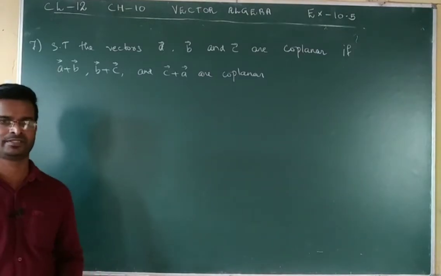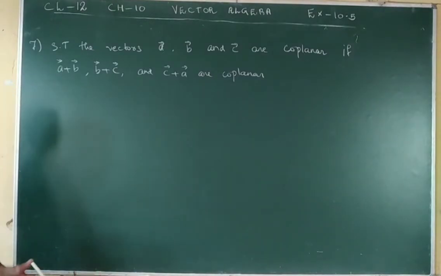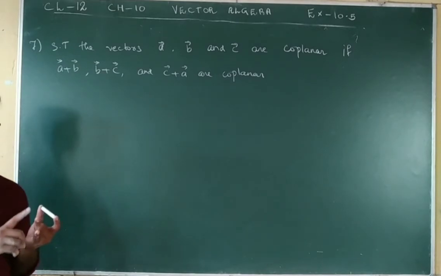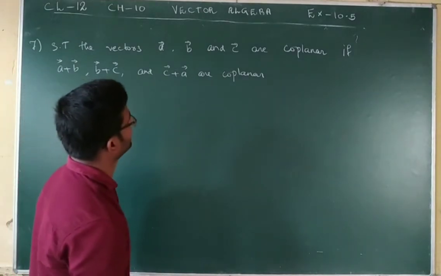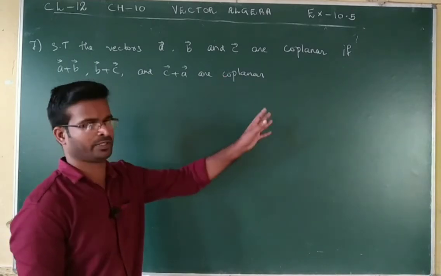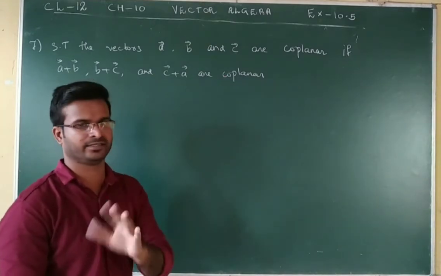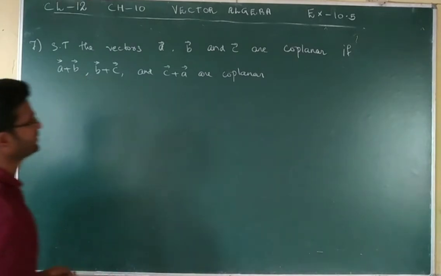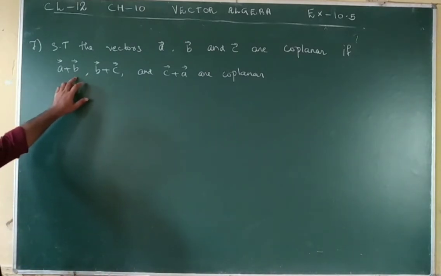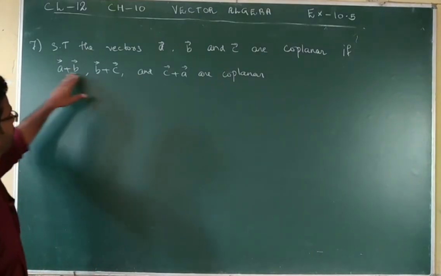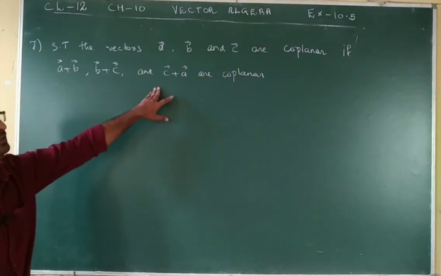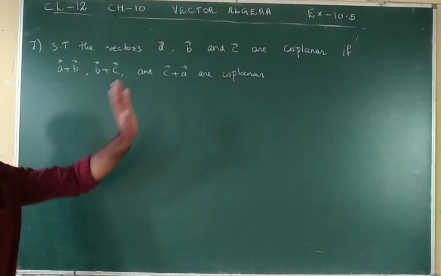Now we can see question number 7. Question number 6 is the previous question, and question number 5 and 6 are similar questions, you can do as homework. Now question number 7. Show that the vectors A vector, B vector and C vector are coplanar. We have to show that A, B, C are coplanar. One condition is given: if A plus B, B plus C and C plus A are coplanar, then we have to prove that A, B, C are coplanar.